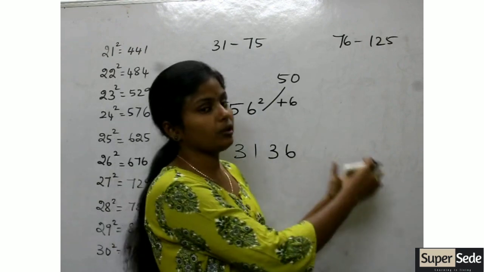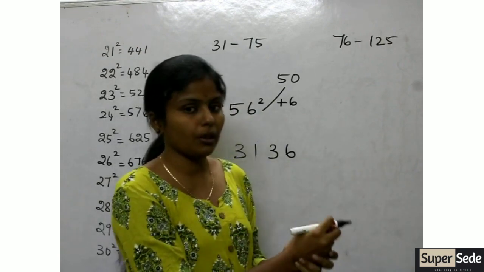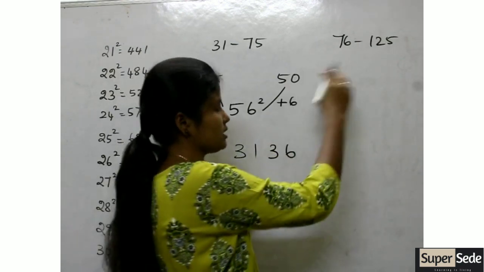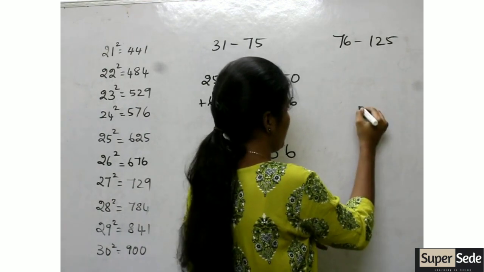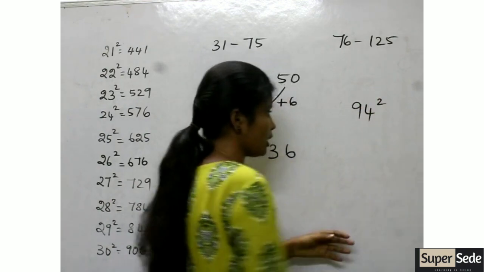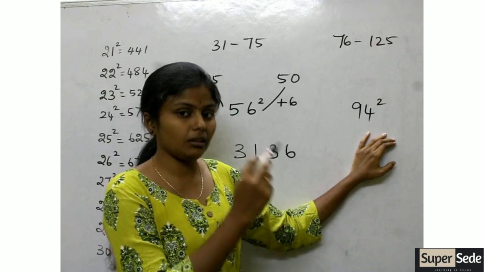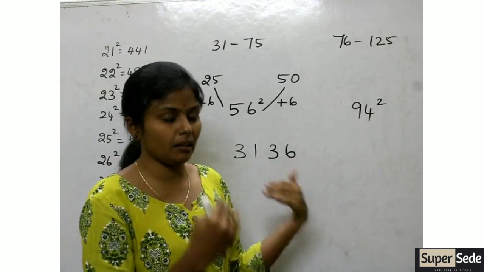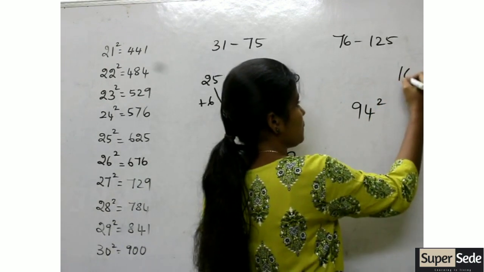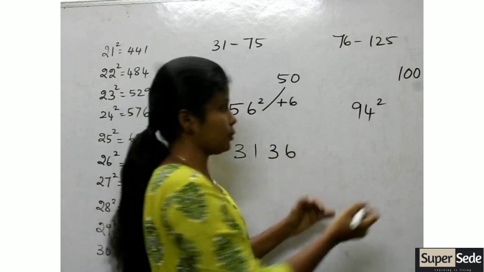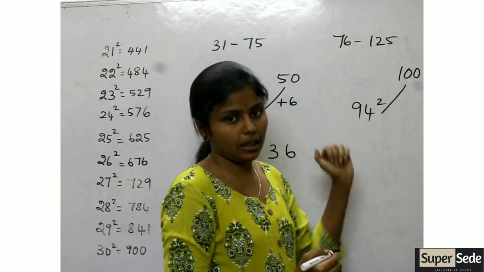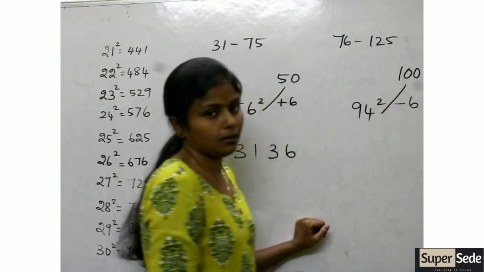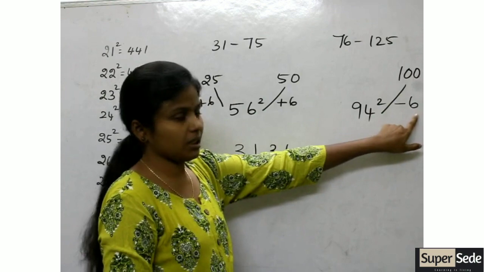Now moving on to the next category, where you have to find the square of a number in the range 76 to 125. Let me take a number in this range. Let it be 94. For this particular category, you are going to take only one reference number, unlike the earlier one. That reference number is 100. Now the same procedure. How are 100 and 94 related? 94 is 6 less than 100. So that makes it minus 6.